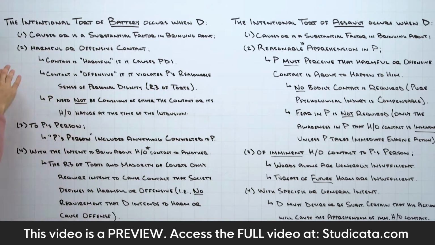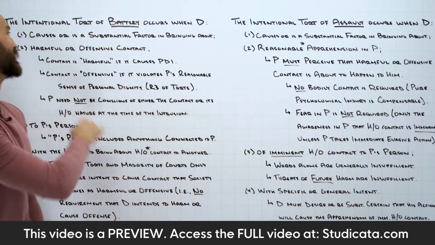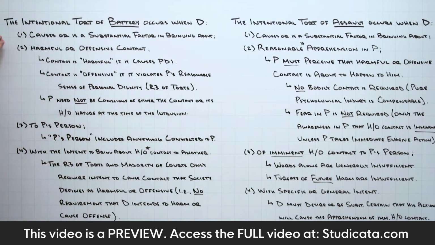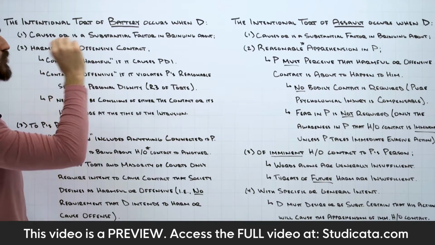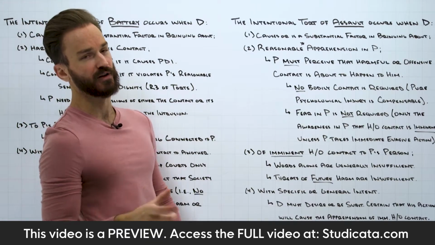But with all of that, we can just get into it, right? The intentional tort of battery, let's get into the traditional elements. The intentional tort of battery occurs when the defendant causes or is a substantial factor in bringing about harmful or offensive contact to the plaintiff's person with the intent to bring about harmful or offensive contact to another.